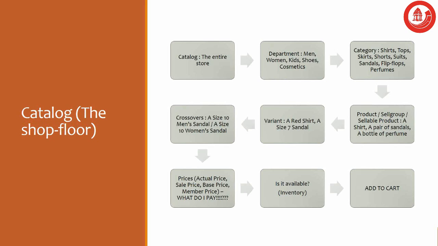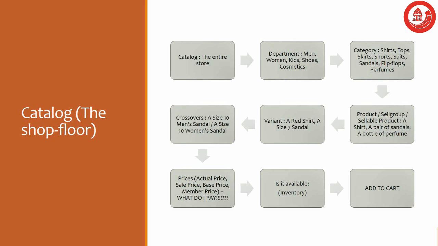Then each department would have categories. So when you go to the men's department, maybe you will look for shirts or trousers. If you go to the women's department, maybe you will look for skirts or tops or blouses. Or you would look for shorts or suits, sandals, flip-flops, perfumes, etc. So that's the category. So you went to the men's department, and now you found where the shirts are, and then you found the shirt that you want, or you found the pair of sandals that you want. So that's your product or sale group or sellable product.